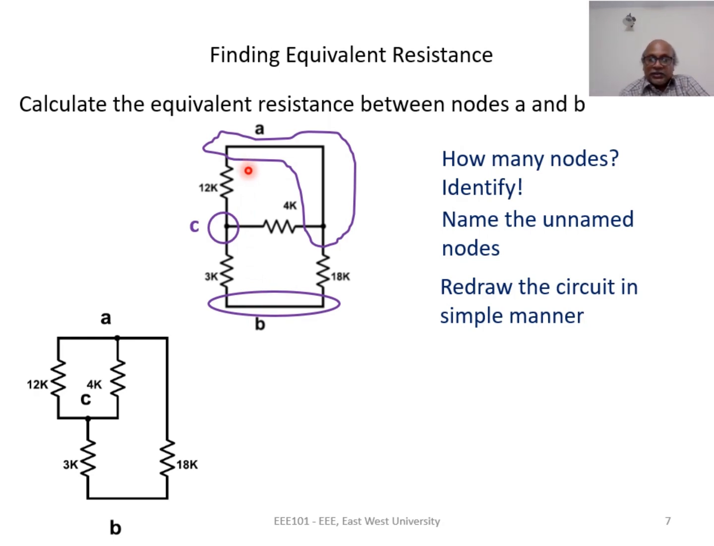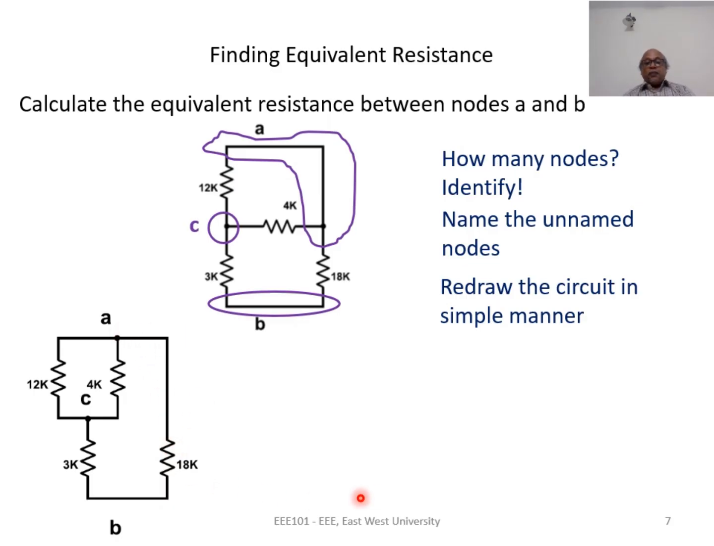The 12K in our original circuit is connected between node A and node C. So in our redrawn circuit, 12K is also connected between node A and node C. This 3K is connected between node C and node B. In our redrawn circuit also, 3K is connected between node C and node B. This horizontal 4K is connected in our original circuit between node A and node C. In the redrawn circuit, we have also connected 4K between node A and node C. Finally, this 18K resistance is between node A and node B. Here 18K is between A and B.